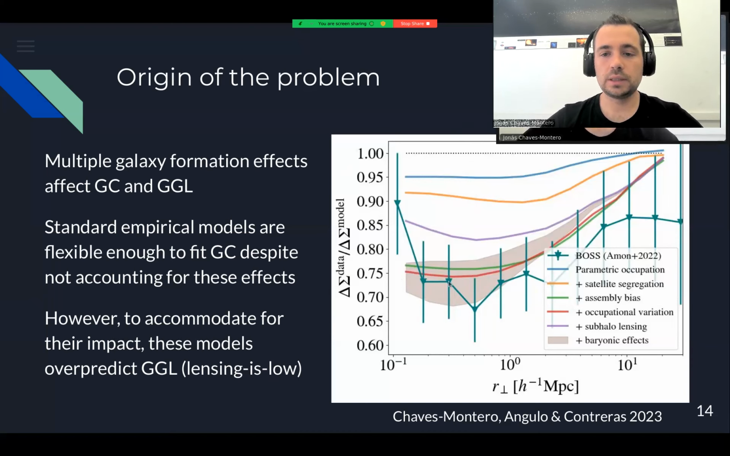So this is what we get after accounting for the different effects. It is a shaded area because we consider different types of baryonic effects.